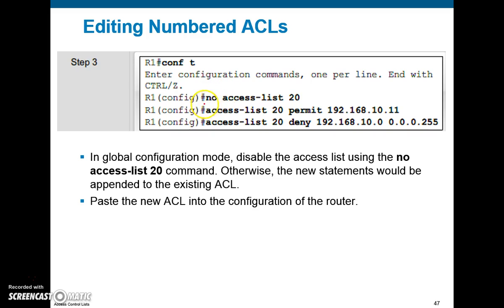Reloading means that you must remove the existing ACL. If you do not remove the existing ACL, the new statements that you added will be pasted in addition to the current one. So let's say you have two statements in this ACL 20. If you did not do a no access list to remove the ACL, when you copy and paste back to the router, it will add on. The statements will add on instead of replacing or reloading the ACL. So you must remember to do a no access list 20.